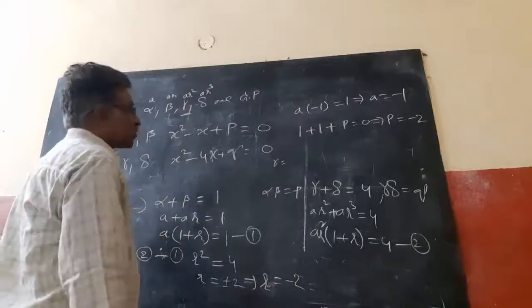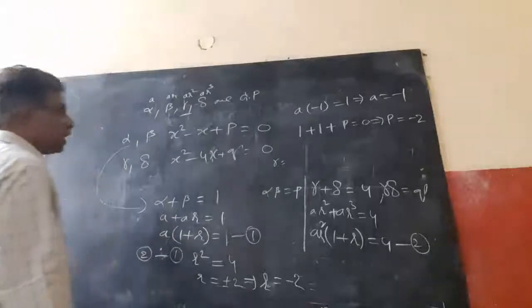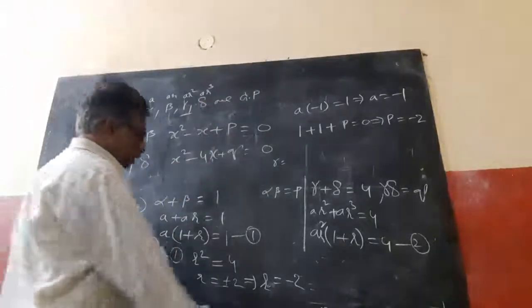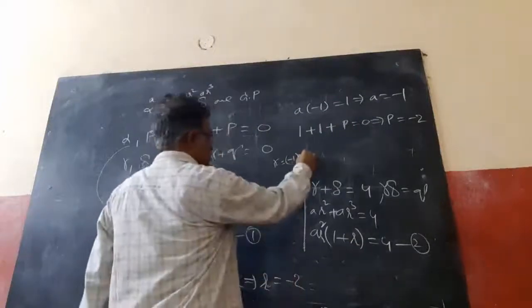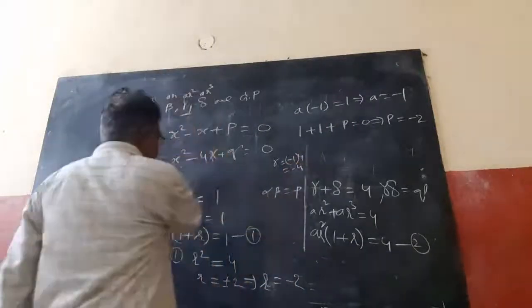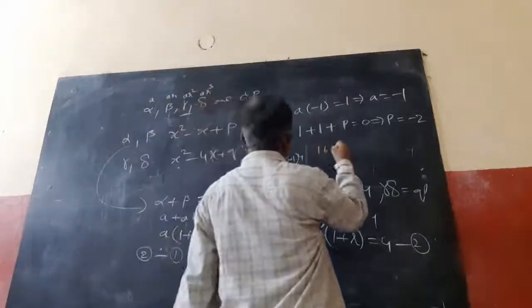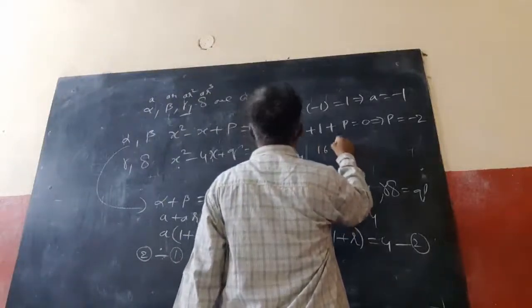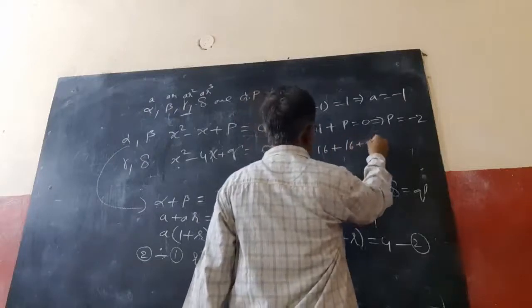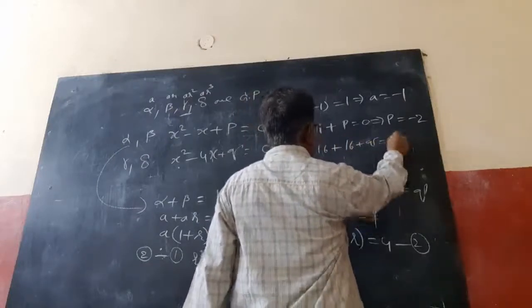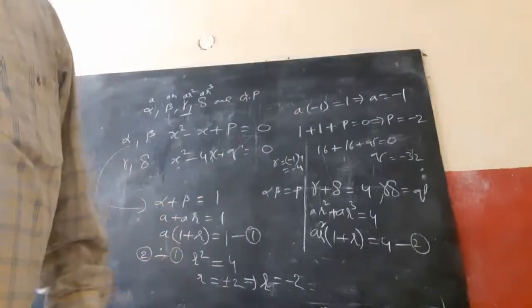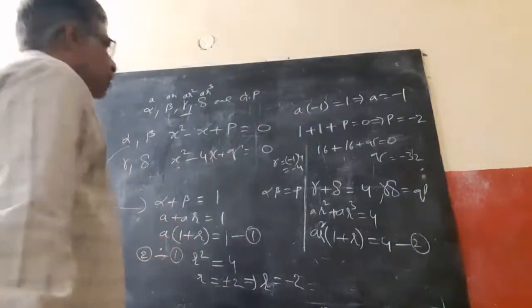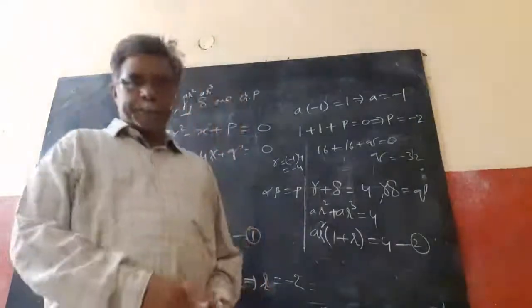Gamma is a r square. A is how much I got here? A equal to minus 1 I got. So gamma equal to minus 1 into r square, 2 square, 4. So minus 4. Minus 4 is the root of this equation. So 4 square 16 minus half minus plus 16 plus 2 equal to 0, 2 equal to minus 32. So the two integral values of p and q are minus 2, minus 32. Fourth option here. So like this we can solve.